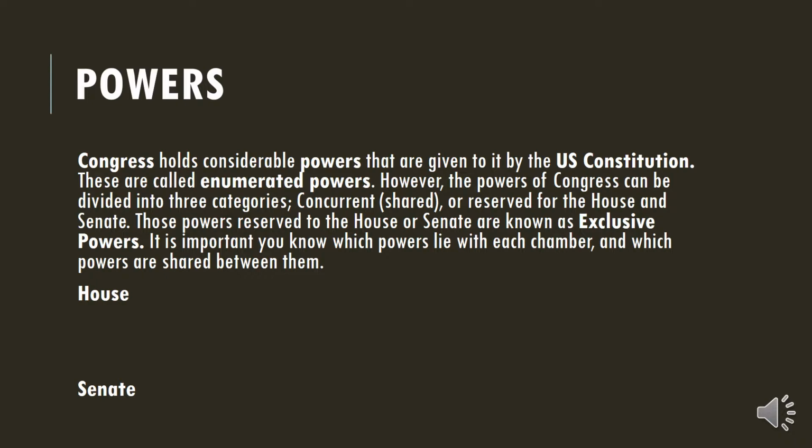There are lots of powers of Congress given to it by the Constitution. We said that they were enumerated powers, and there are implied powers, and some are powers which are reserved just for the House or just for the Senate, known as exclusive powers, and there are some which are concurrently held by both the House and Senate.